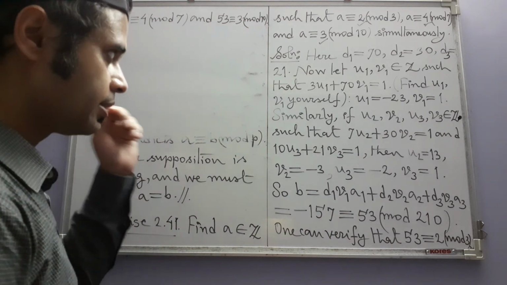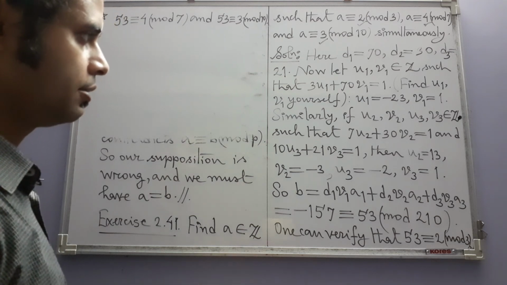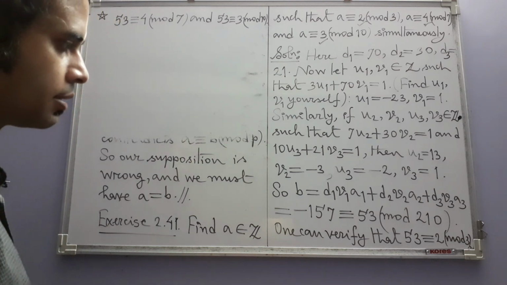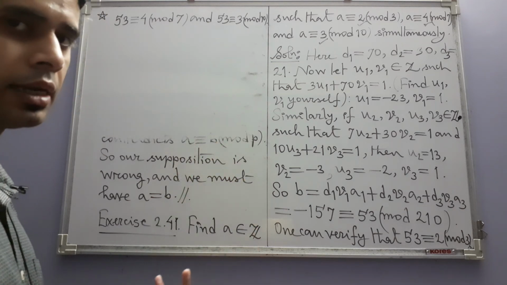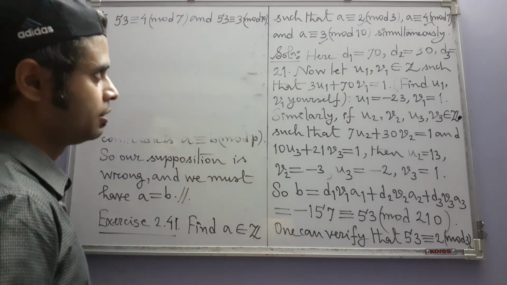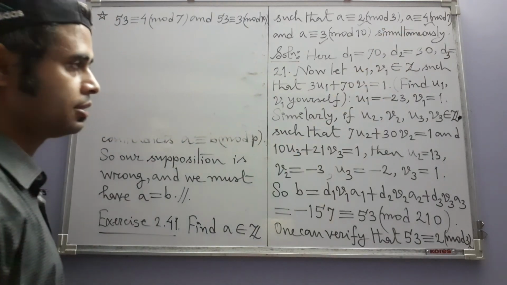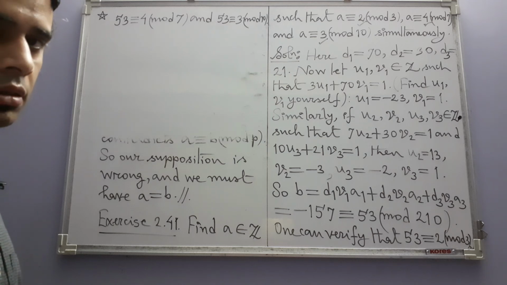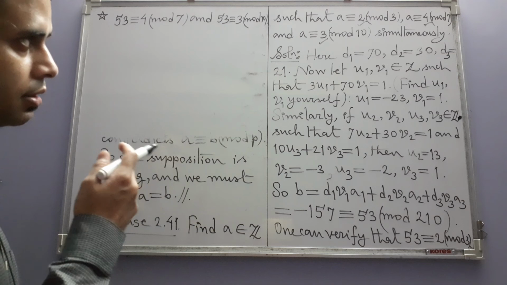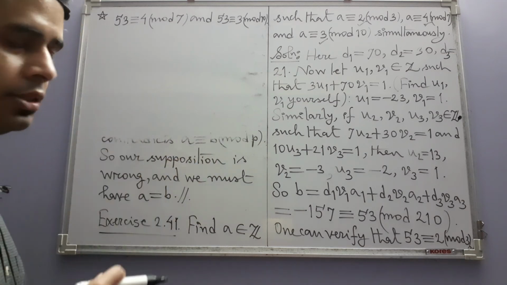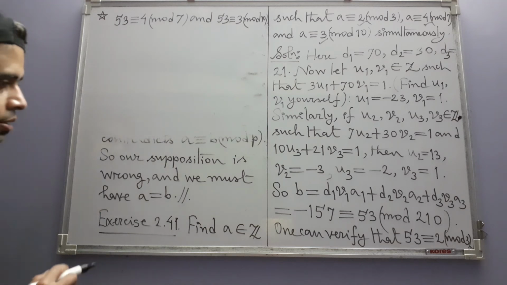It's not necessary that you have to apply the Chinese remainder theorem, but that's the way to go. Instead of blindly looking for an integer a, you can use the Chinese remainder theorem, and that's because these moduli 3, 7, 10 are mutually relatively prime, or mutually coprime. The GCD of any two of them is 1, so we are able to use the Chinese remainder theorem.